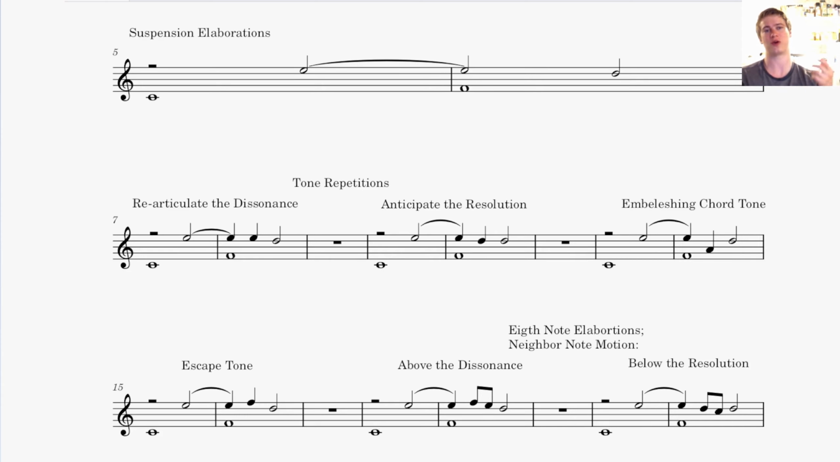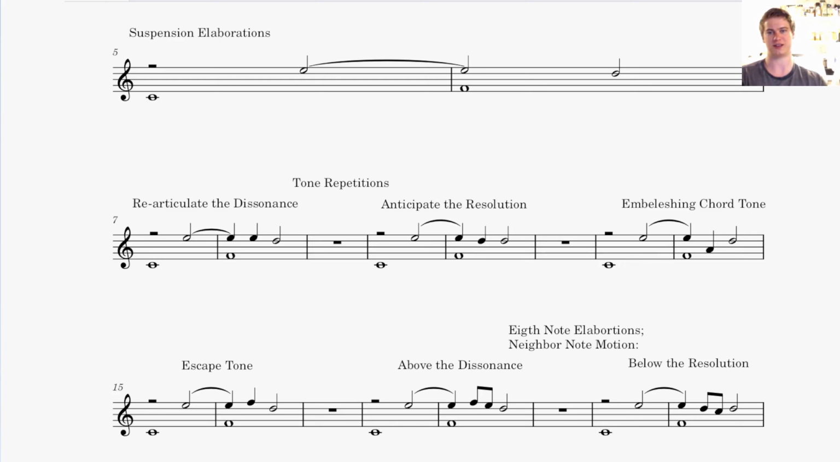Additionally, there are two more elaborations which use eighth notes for neighboring tones. First, we have an eighth note elaboration above the suspension, where the eighth notes go up a step from the suspension. You can see the first eighth note acting as a neighboring tone as it goes up above that suspended note, and then it returns to the suspended note as the second of the eighth notes. So that's just a brief little elaboration, and remember that when you use a neighboring tone, you're just ornamenting that original note.